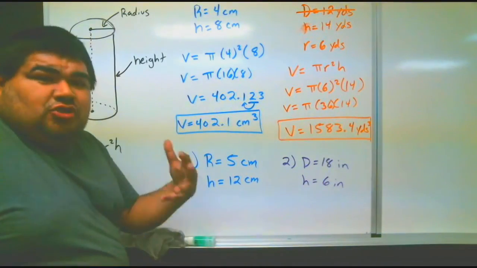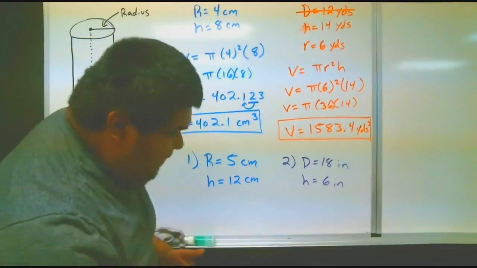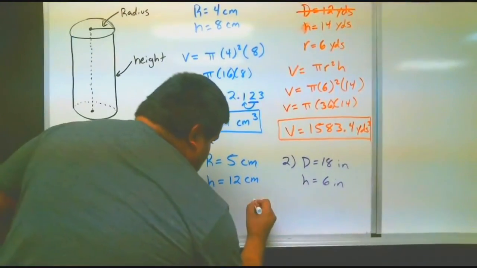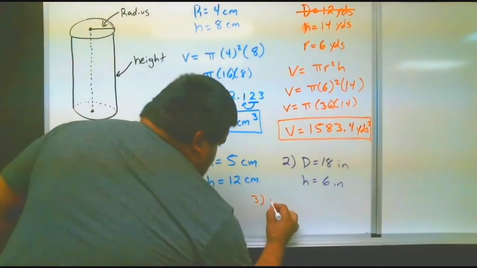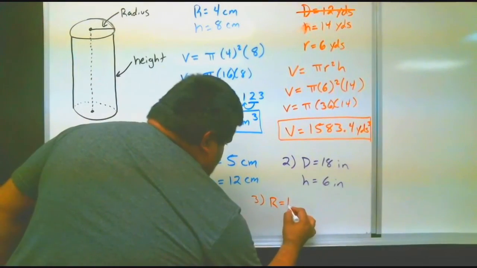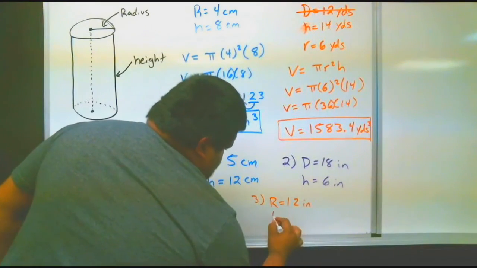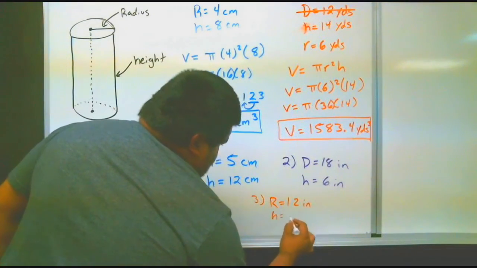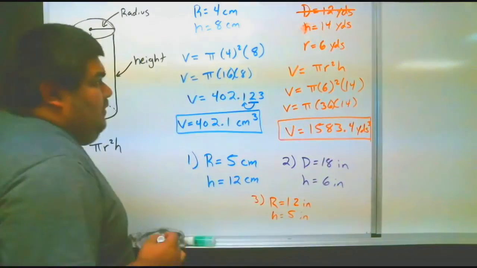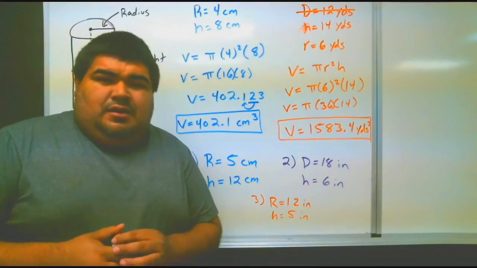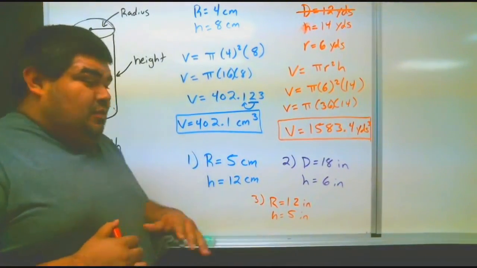Let's do one more so you guys can really get the practice of it. Number 3: the radius is 12 inches and the height is 5 inches. All right, so there's 3 problems on the board.